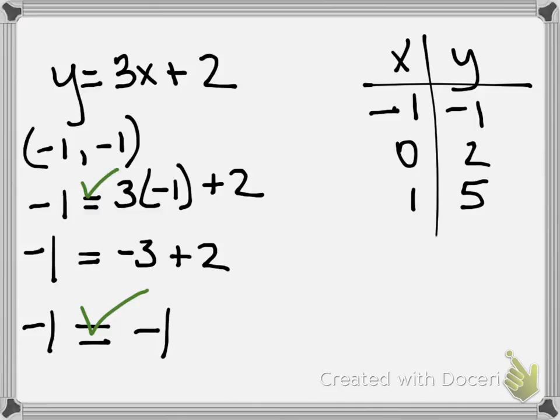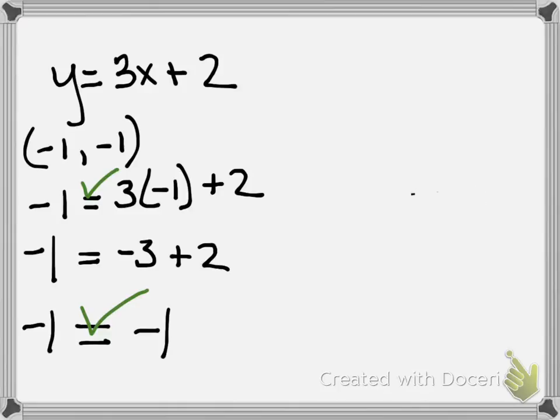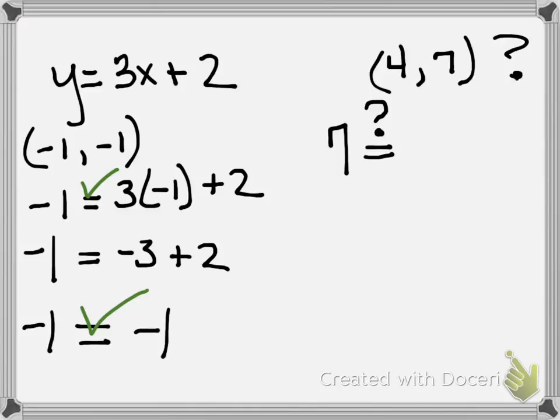And you might be asked a question such as, hey, does the point 4, 7 lie on that line? And to test that, you would plug in your y and your x, and you would check to see if you have a true equality. So let 7 go in place of y. And right now we're asking ourselves, is this equal? Let 4 go in place of x. Now do some simplifying.